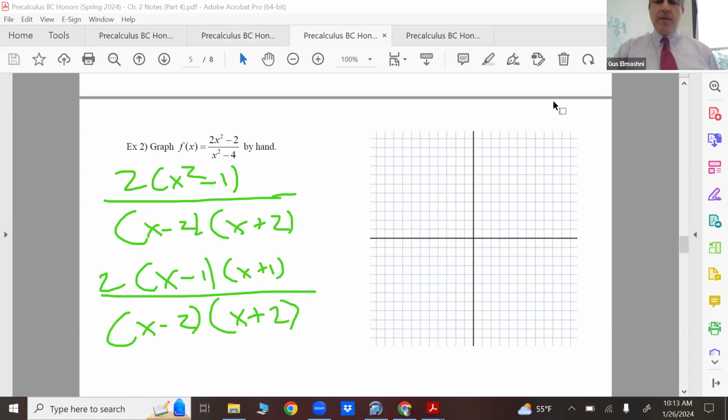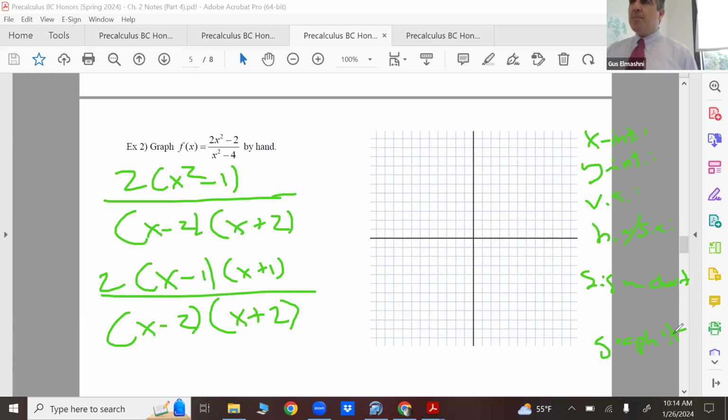Then what I would do is I'd find these items. I'd find the x-intercept. I'd find the y-intercept. I'd find vertical asymptotes, horizontal or slant asymptotes. And I would do a sign chart. And then I'd graph it.